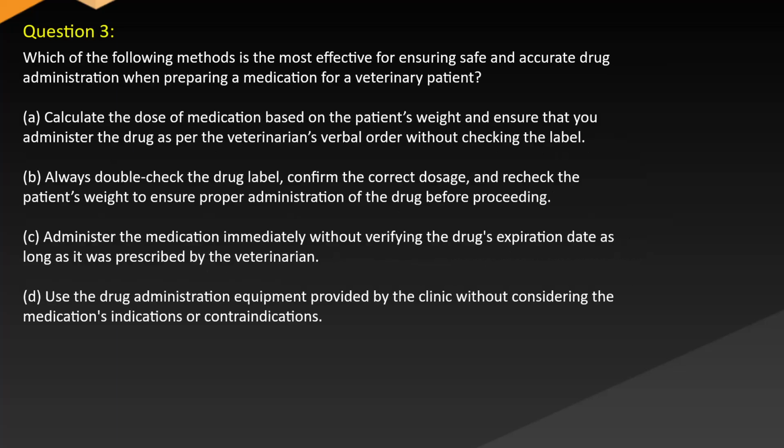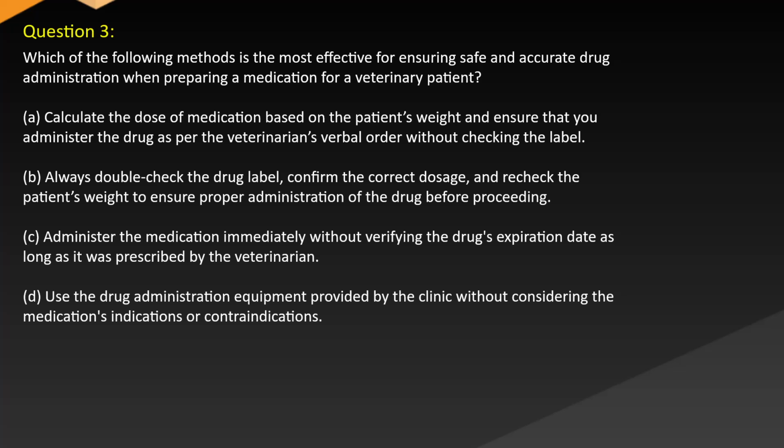Question 3. Which of the following methods is the most effective for ensuring safe and accurate drug administration when preparing a medication for a veterinary patient? A. Calculate the dose of medication based on the patient's weight and ensure that you administer the drug as per the veterinarian's verbal order without checking the label.